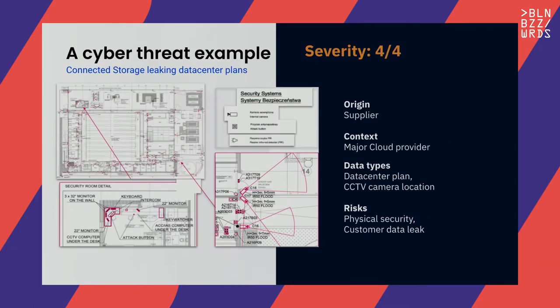So here, for example, we have the blueprint of a data center, which was on an open server. And you can see that on the blueprint, you have the CCTV camera locations. So there are obviously big risks for the company, such as physical security of the site, but also customer data leaks if anyone entered the site.